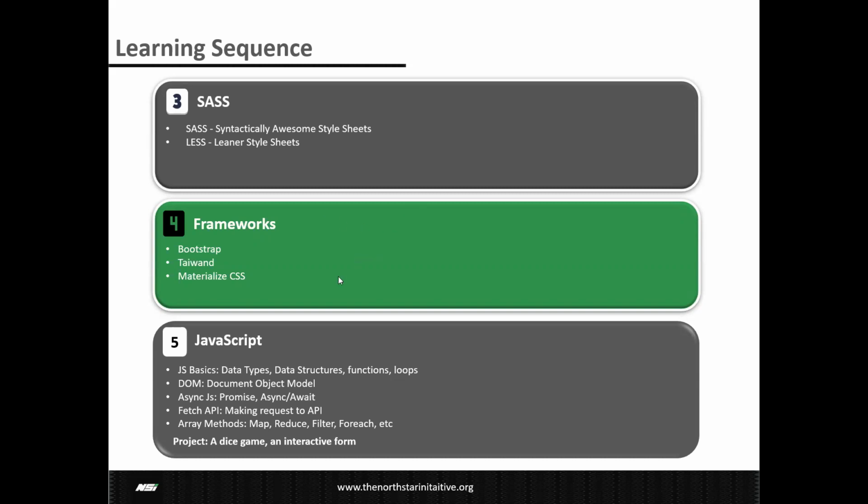Now, JavaScript. JavaScript is the next thing you need to learn as a front-end web developer. After learning HTML and CSS, you need to learn JavaScript. JavaScript is the brain. It is the programming language. HTML is not a programming language. CSS is not, but JavaScript is a programming language. It is used to add interactivity to your web application.